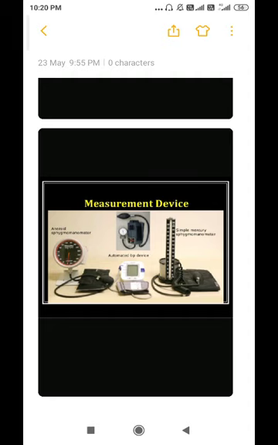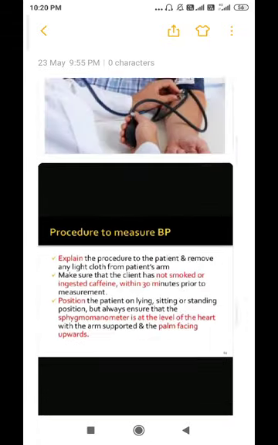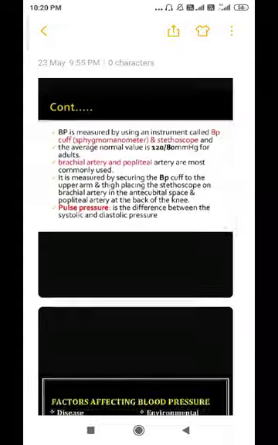Replace all the equipment. These are the blood pressure measurement devices, see all. So this topic is blood pressure.